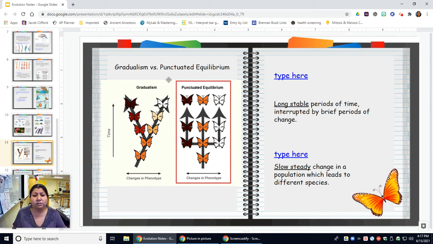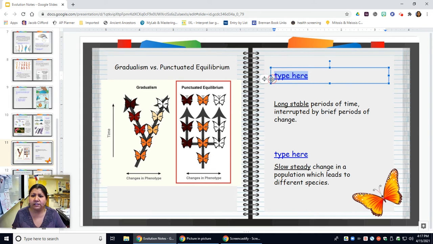All right, so gradualism versus punctuated equilibrium. This is one of those things that's under debate just because our fossil record is not complete. We can have something called punctuated equilibrium, which is this one over here on the right. Wow, that's hard to spell. You can see that a species is going, bam, all of a sudden you have two new species. So you have very long stable periods with very brief interruptions that are extreme.